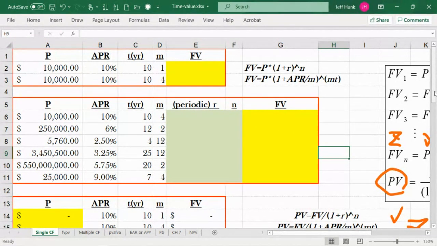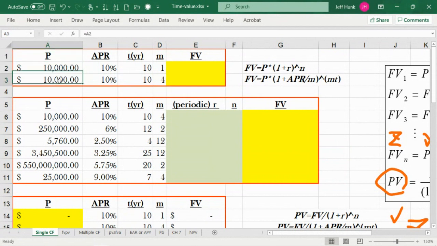Okay, and if you have highlighted, delete all the highlights. Now let's start with the first example, and this example is quite obvious. Make sure your data matches my data. Is your principal 10,000? If it isn't, please change it to 10,000.